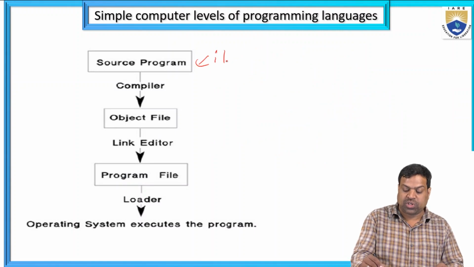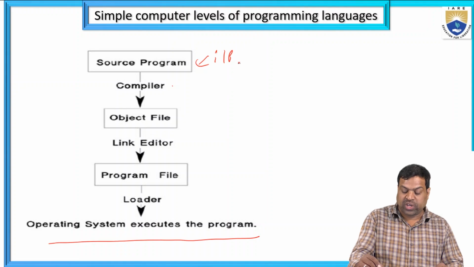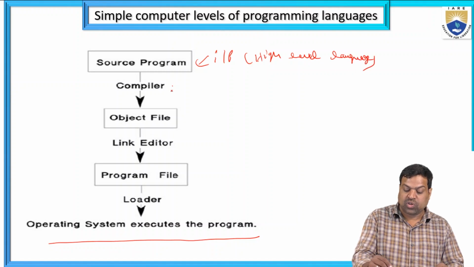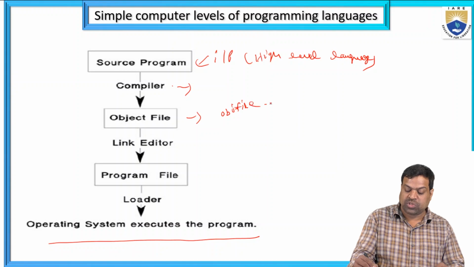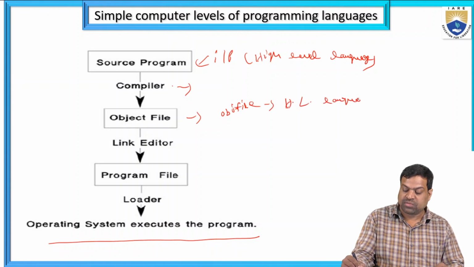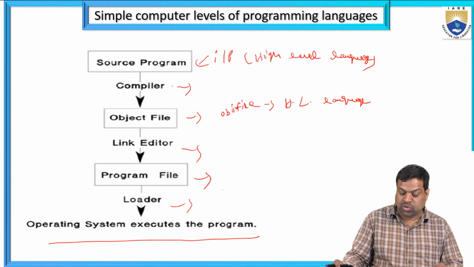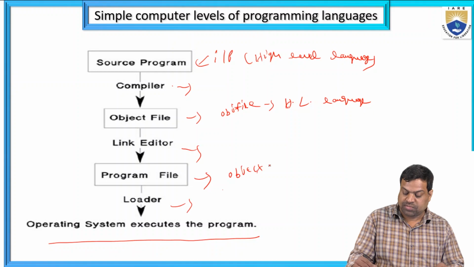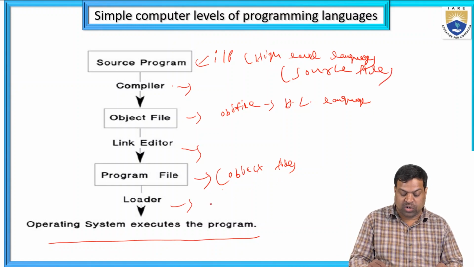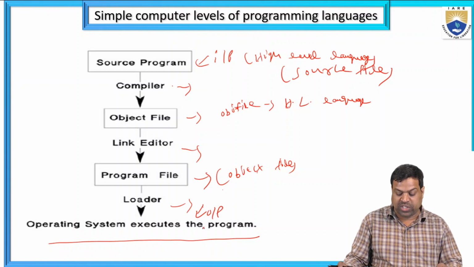So the source program is the input. The compiler means we are compiling, then the object file, link editor, program file, loader, and the operating system executes the program. Okay, I am taking the input as a high level language. The compiler compiles it into the object file, object dot obj, which we already discussed. Then link editor, program file, then loader. Here I'm getting the source code converted to the object file, source file to object code. The loader gives me the output, that is, the operating system executes the program.